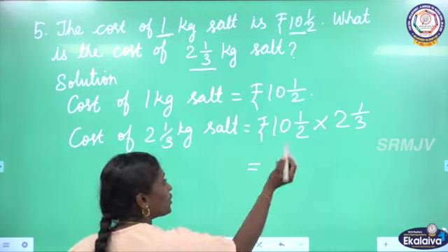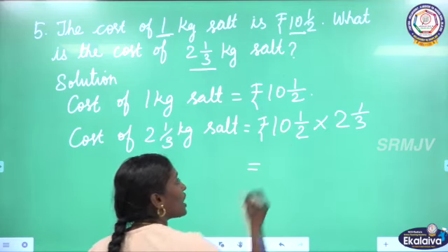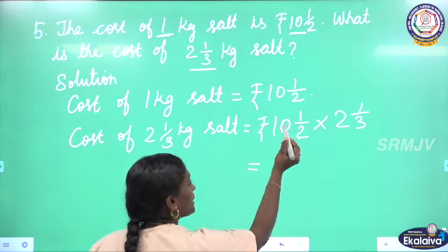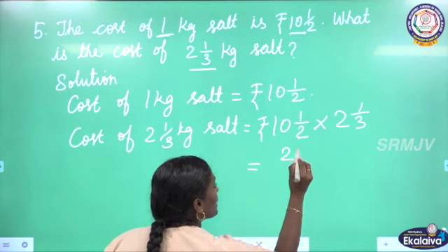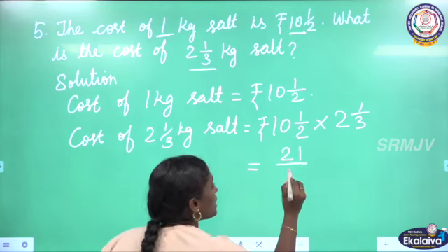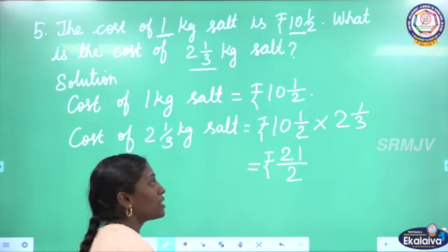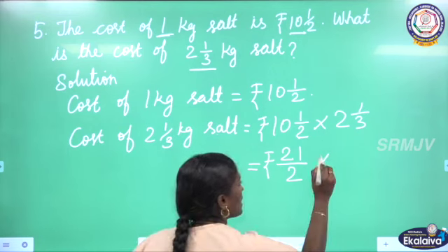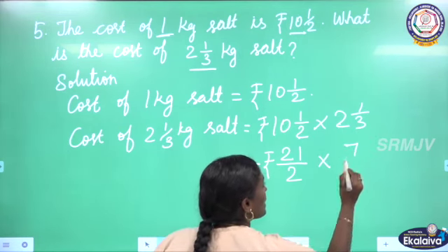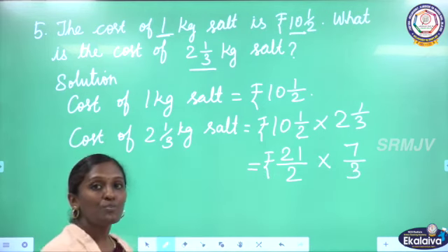For that what we have to do? We have to multiply the denominator and the whole number part. Then we have to add the numerator. Okay. So 2 tens are 20. 20 plus 1, 21. In numerator, we have to write this number, and the denominator, the same denominator 2. So that is rupees 21 by 2, the first fraction. Then the second fraction, 3 2s are 6. 6 plus 1, 7. Then the same denominator number 3. Now we got improper fraction.